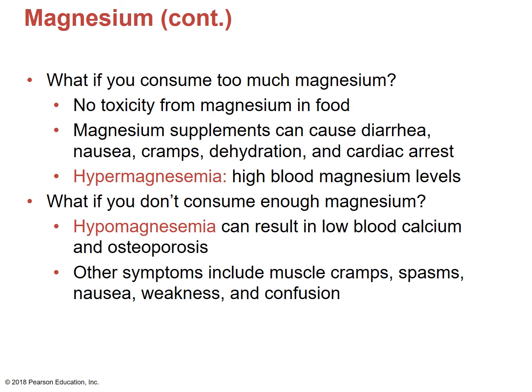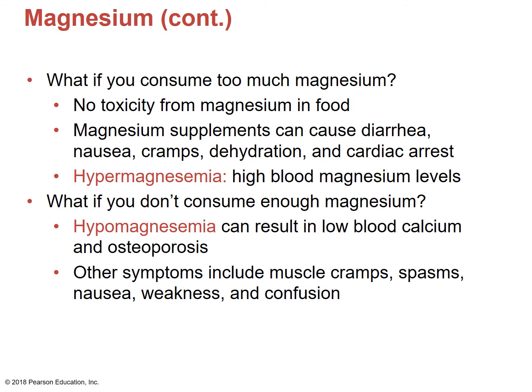High blood level magnesium, or hypermagnesemia, occurs in individuals with impaired kidney function who consume large amounts of non-dietary magnesium, such as antacids. Side effects include the impairment of nerve, muscle, and heart function.